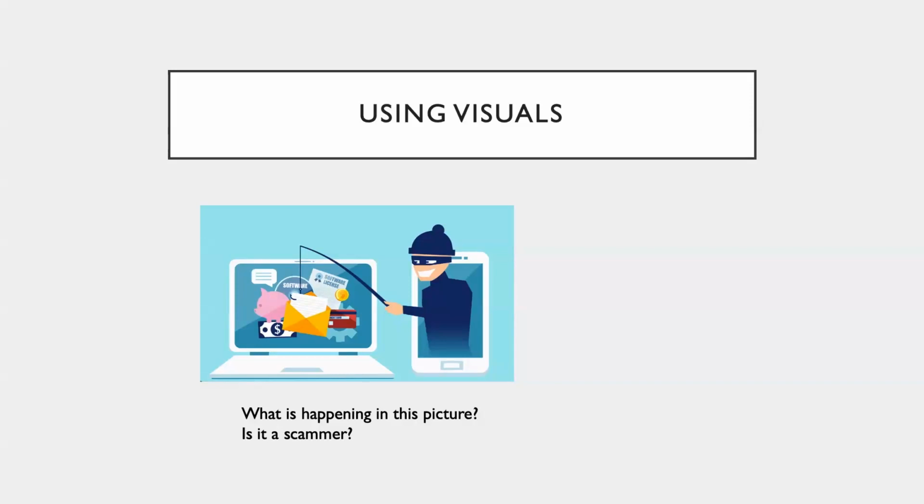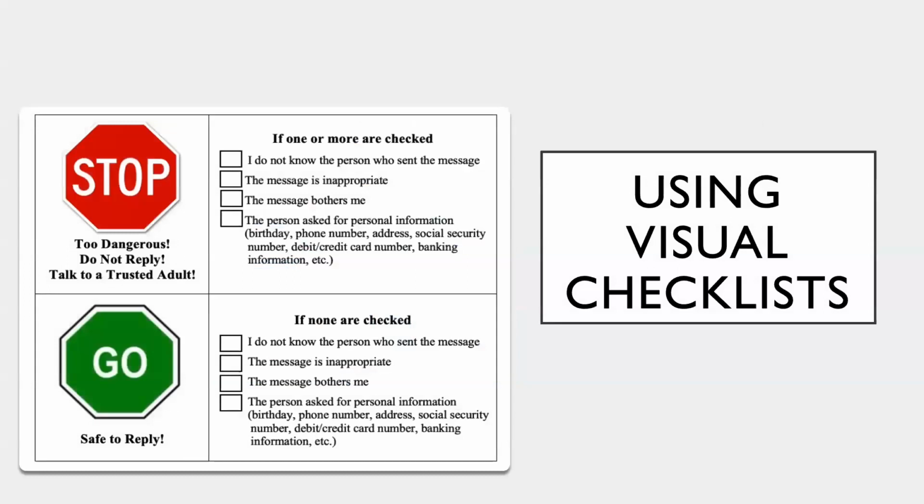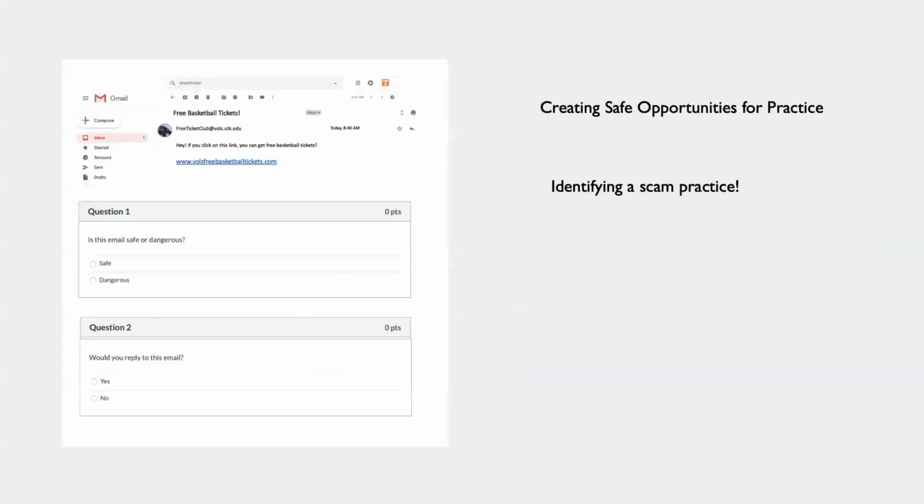But the scam, they have the credit card, the piggy bank, the money, the software data, all of that in that image that he's trying to take. So using visuals for scams is really good. The visual checklist, again, is really good. This was a really fun one to develop. I actually created that Gmail template myself.